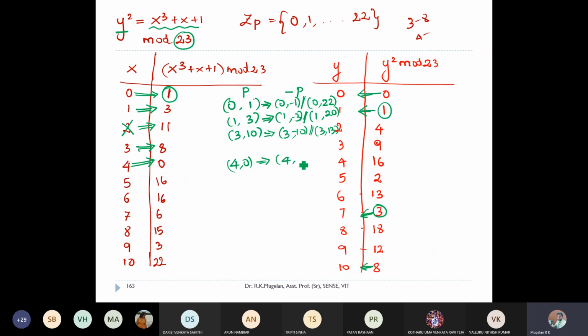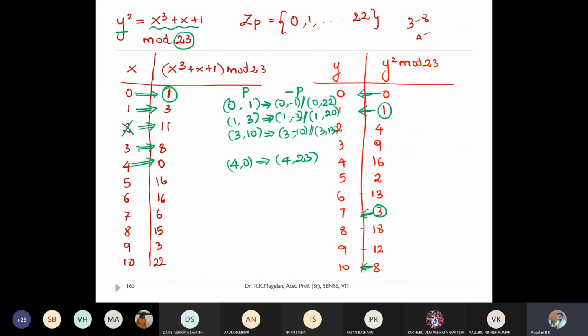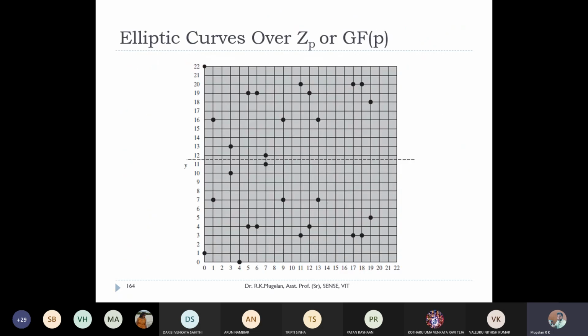It will be again 4, 23, right? Or 4, 0 is itself also, because 23 mod 23 is again 0. So they are the inverse of each other. And 5, 4; 5, 19 goes on. So like this, if you find all the points and then plot, you'll get a curve like this. At one point, you'll be able to say that my curve is symmetric about that particular point.